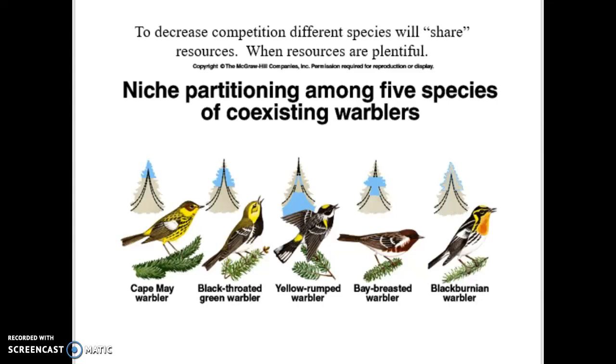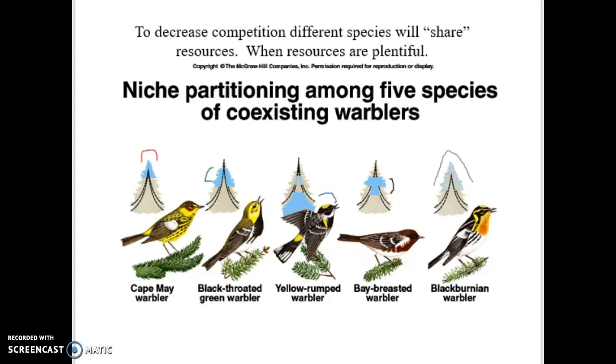They say, okay, I'll take the top. So the Cape May warbler here is going to primarily focus on the top of the tree for its nesting site or its feeding area. The black-throated green warbler is going to go a little bit lower where it feeds. The yellow-rumped warbler is even lower in the tree and towards the middle. The bay-breasted, you look at its particular area. And then the Blackburnian is going to feed just on the very top and the outer tips of the tree, or nest up in those regions. So what they're trying to do is minimize the amount of fighting they have to do in order for all 5 of them to live there.